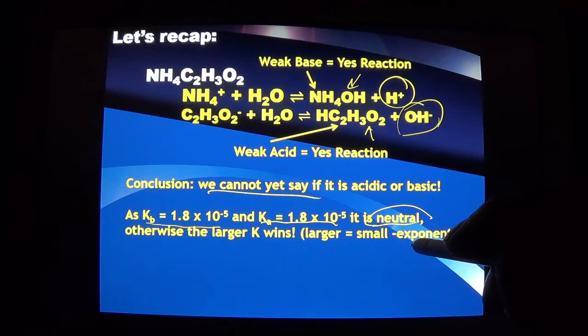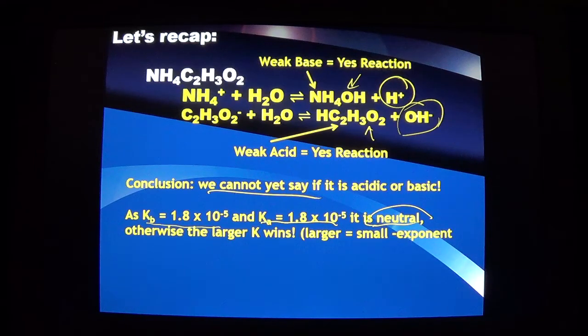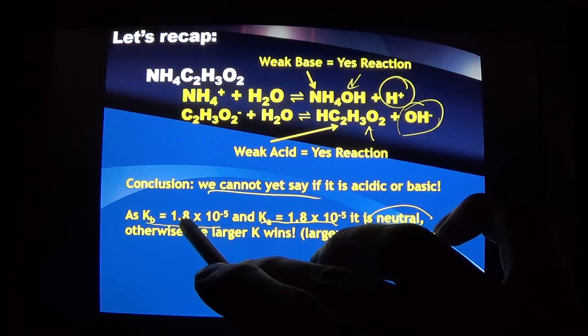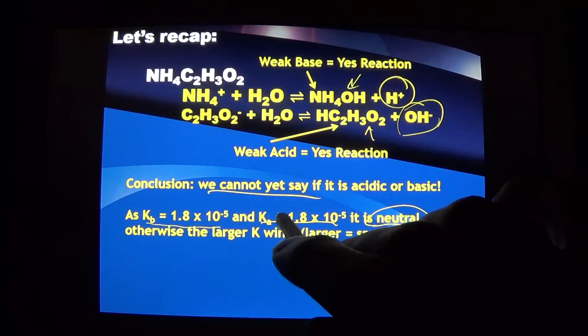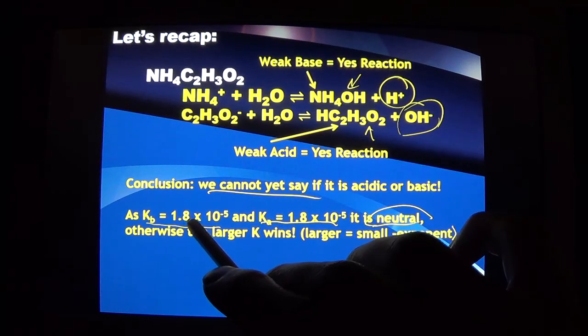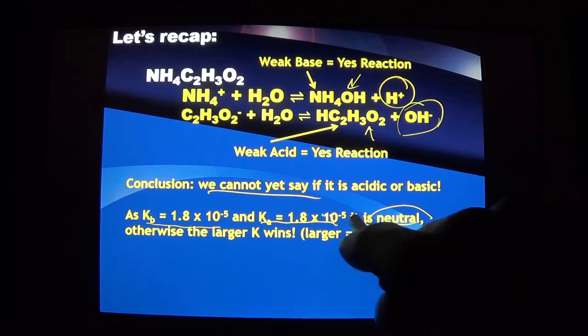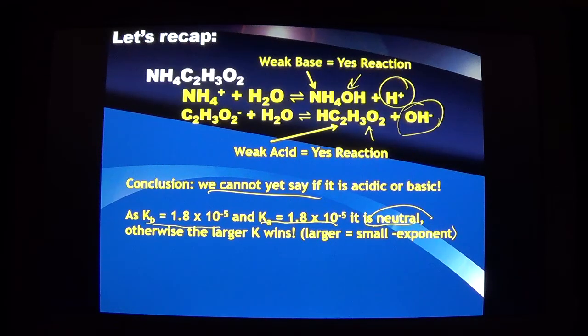Now what if I look them up and they're not identical? Well, the one with the larger Ka, that is again closer to 1, that is the smaller negative exponent. I guess there should be a parenthesis there. The smaller negative exponent is going to be the winner. It's the one that would make more. So if Kb is larger, that is a smaller negative exponent, it's going to be basic. If Ka is going to be the smaller negative exponent because it's larger, then Ka wins and it's acidic.